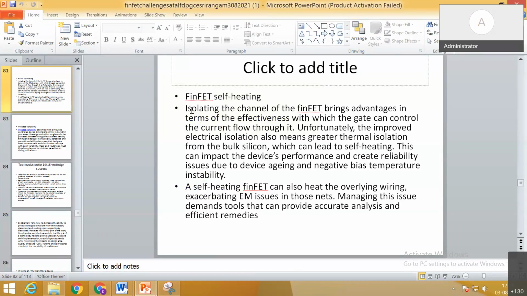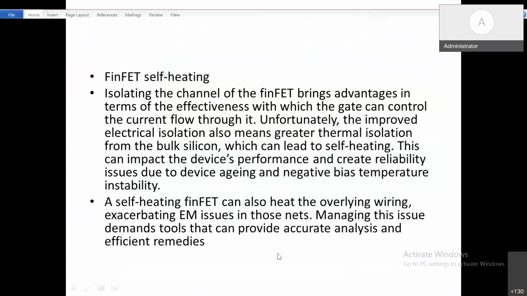So here, isolating the channel of the FinFET brings advantages in terms of the effectiveness with which the gate can control the current flow through it. But this also leads to greater thermal isolation from the bulk silicon, which can lead to self-heating. So this will impact the performance of the device. And one of the side effects of the self-heating is it can also heat the overlying wiring, and electromigration issues will become more. So this has to be taken care of.